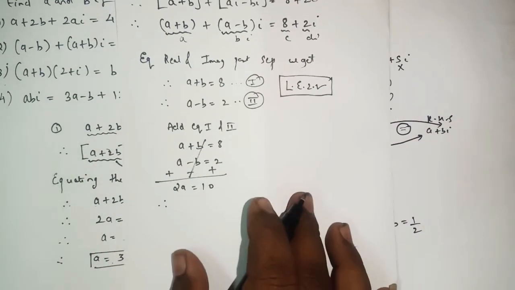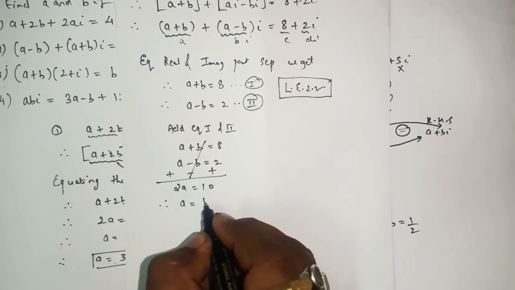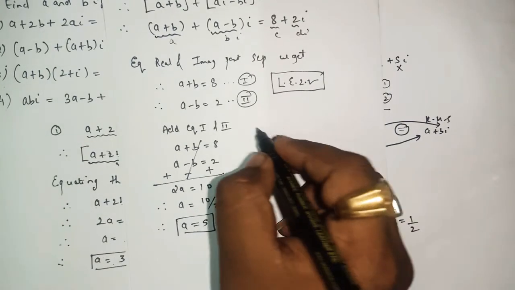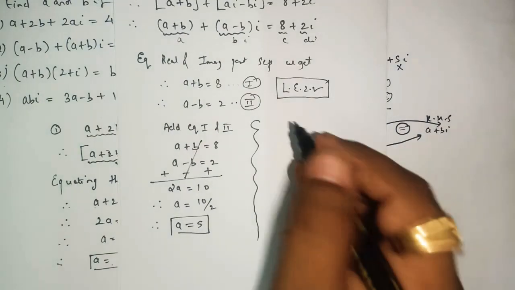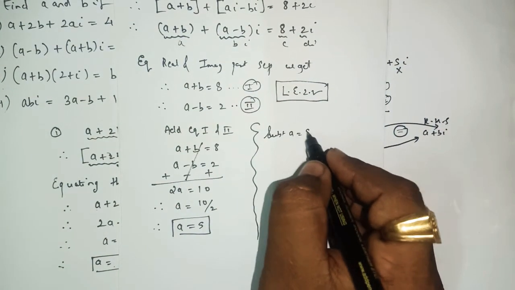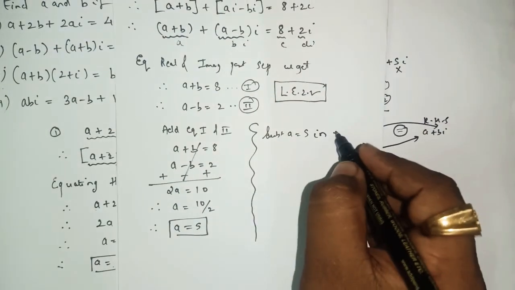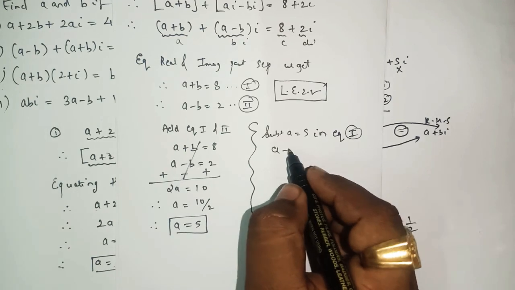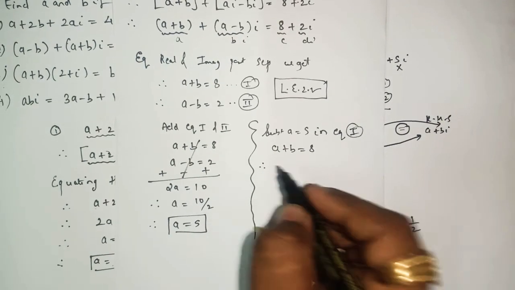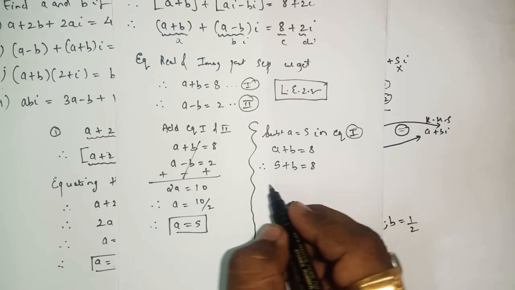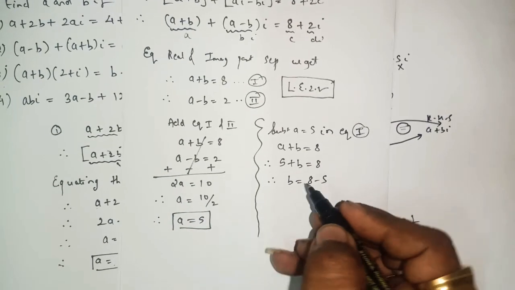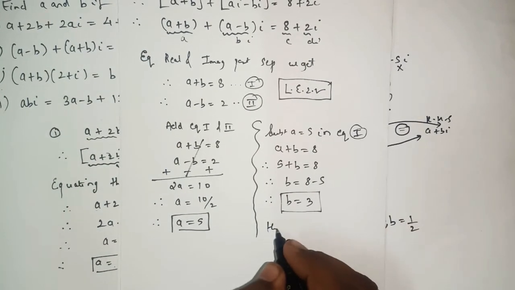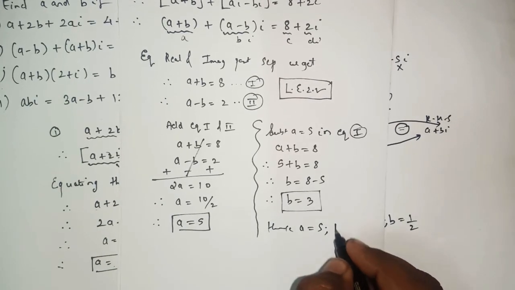So therefore a will be equal to 10 by 2. So therefore the answer of a will be 5. What exactly do we have to do to find the second answer? You will substitute the value of a in any one of the equations. So we'll take equation number 1. Here a plus b is equal to 8. a is 5, so 5 plus b equals 8. So therefore b equals 8 minus 5, which is 3. So here we got the answer of a as 5 and b as 3.